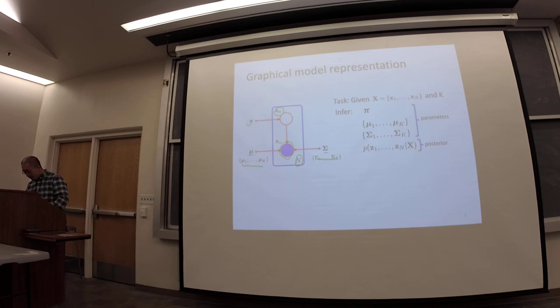So this is the model formulation. Now we're given the data. The data is just those data points, and also the number of clusters. Our task is to estimate or infer the probability vector pi, as I just mentioned, and also the cluster centers, namely the means of those cluster-specific Gaussian distributions, and the covariance matrices of these Gaussian distributions, and the posterior distribution of which cluster each point belongs to, right? Is everybody comfortable with this formulation?